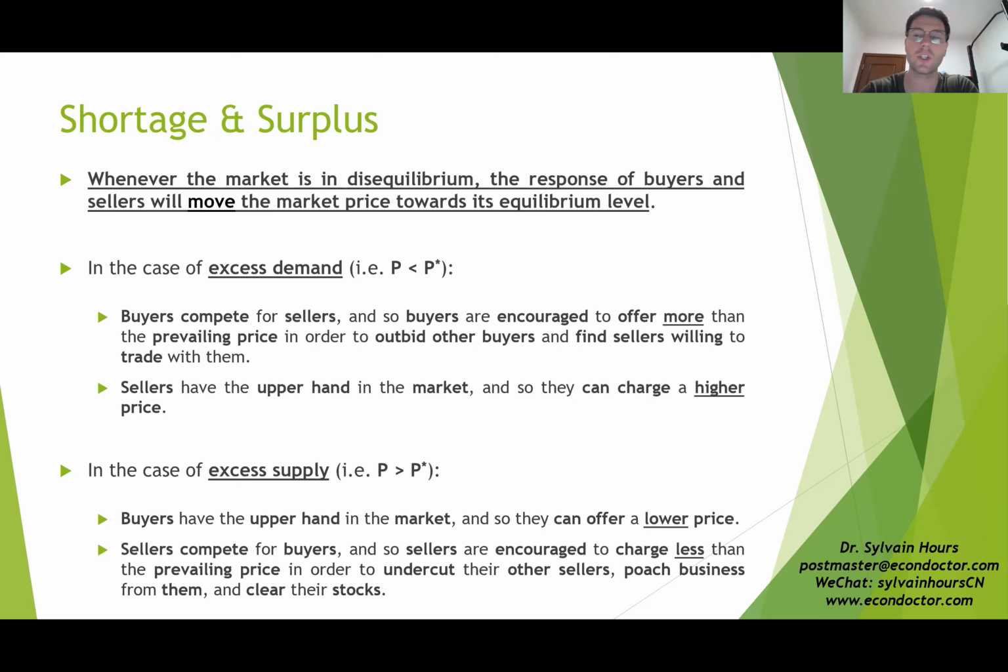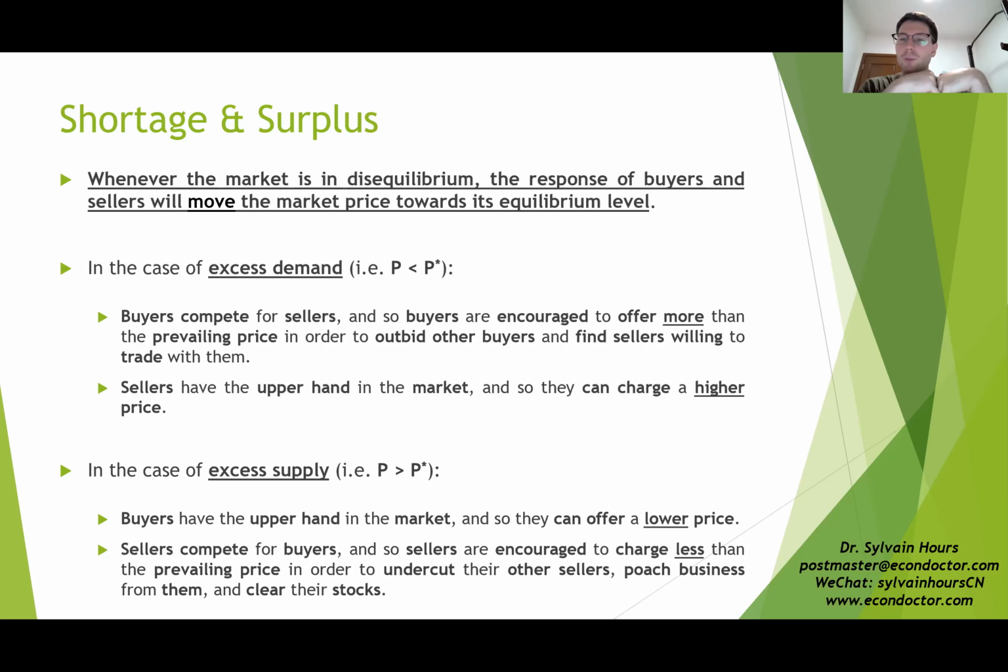So in the case of a shortage, buyers have an incentive to offer a higher price to outbid the other buyers. And in the case of an excess supply, sellers have an incentive to charge a lower price to undercut the other sellers and make sure that they are able to find the buyer, so they can poach business from the other potential suppliers. So that's the idea. And it's important to understand that this is the process through which the market will get back to equilibrium whenever the price is too high or is too low.